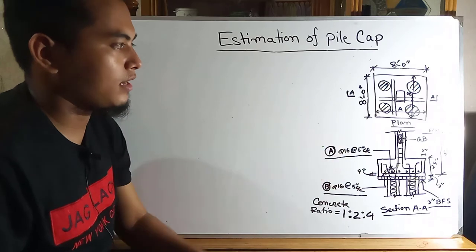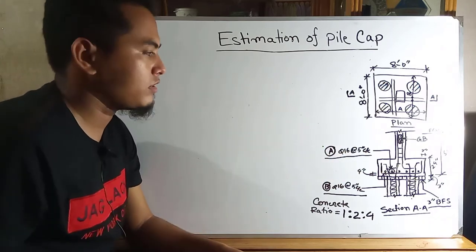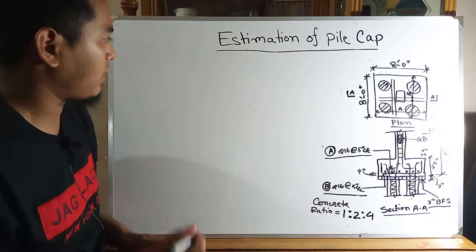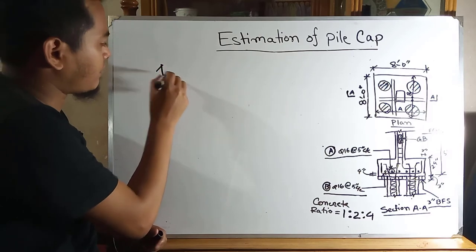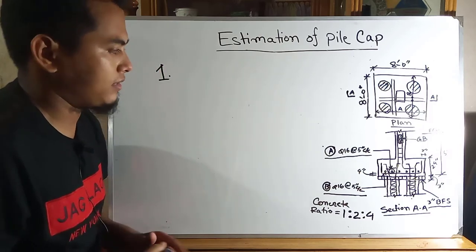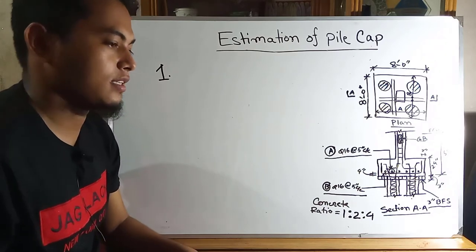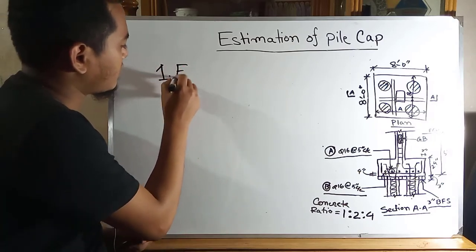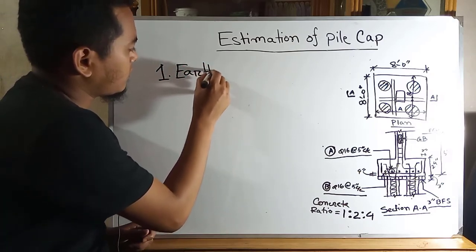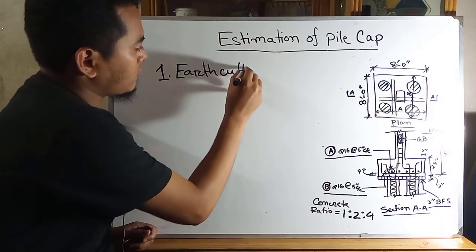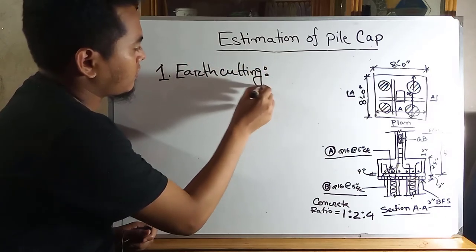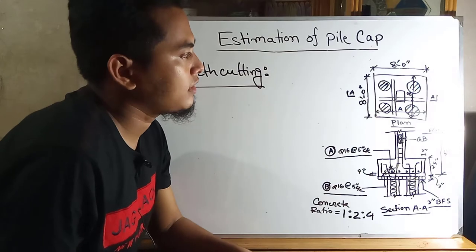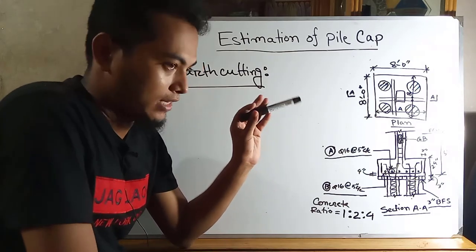So this is the given data, the information. Now we start our estimation process. Number one, first we estimate the earth cutting volume. For earth cutting, we cut the earth more than the size of the pile cap.